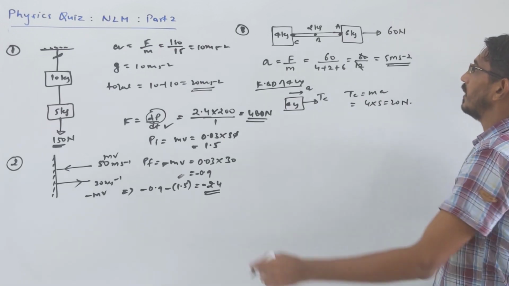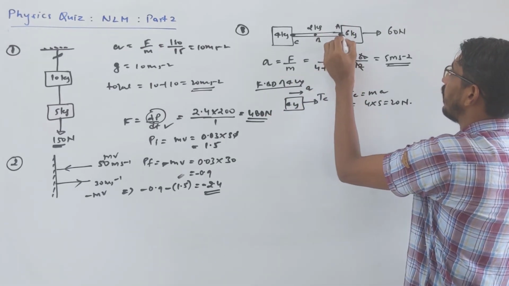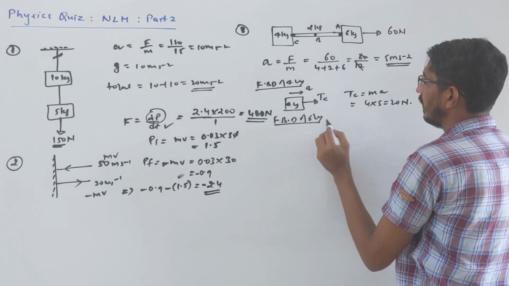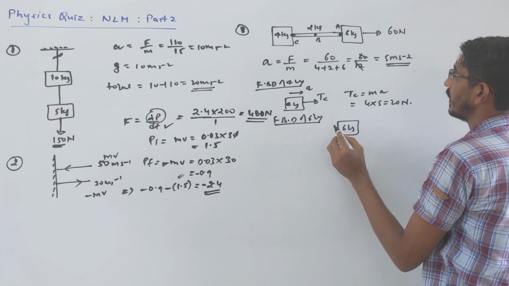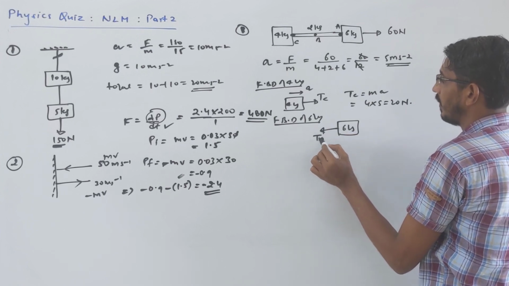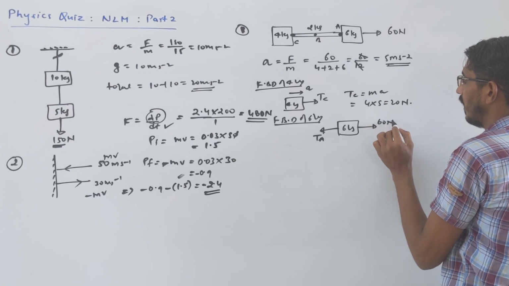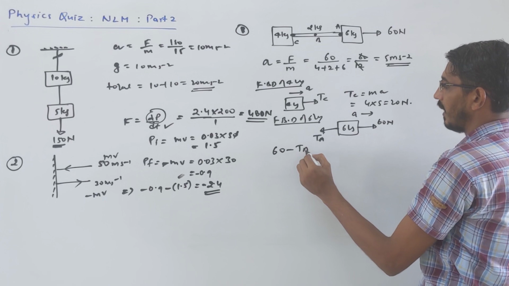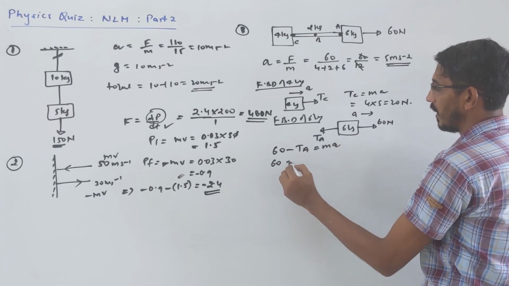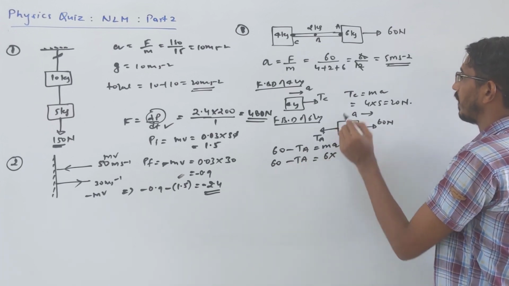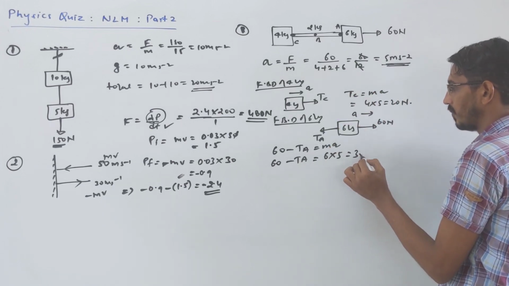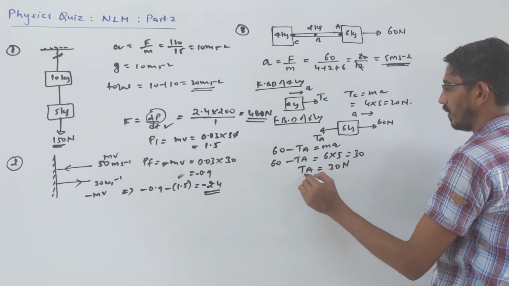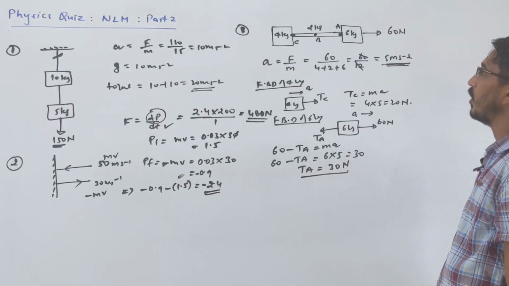Then let's find the tension at point A. You take the FBD of the 6 kg block. This is your block here, 6 kg. What forces are acting? In this direction, tension TA we are calling, in this direction 60 Newton, and acceleration in this direction. So 60 minus TA is equal to MA, right? 60 minus TA, and M is 6, A we have already calculated as 5. So this becomes 30. So tension at point A will be 60 minus 30, that means 30 Newton. Clear?